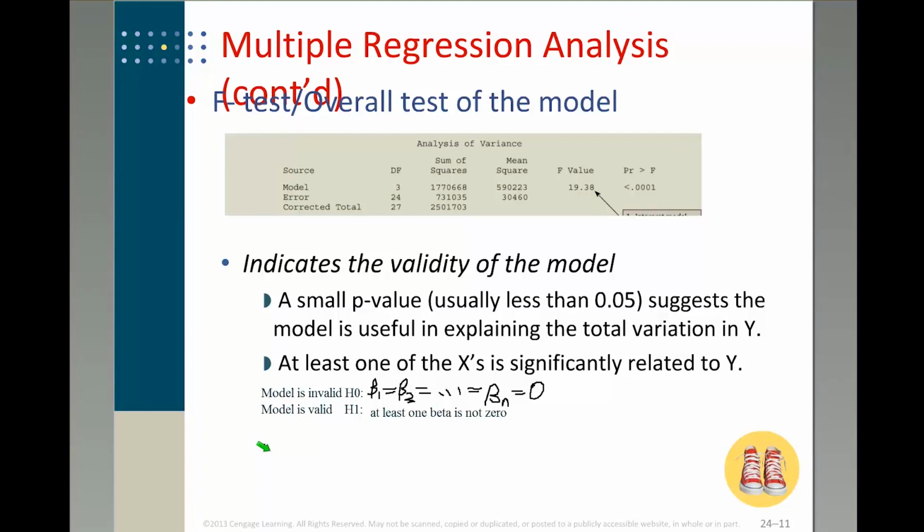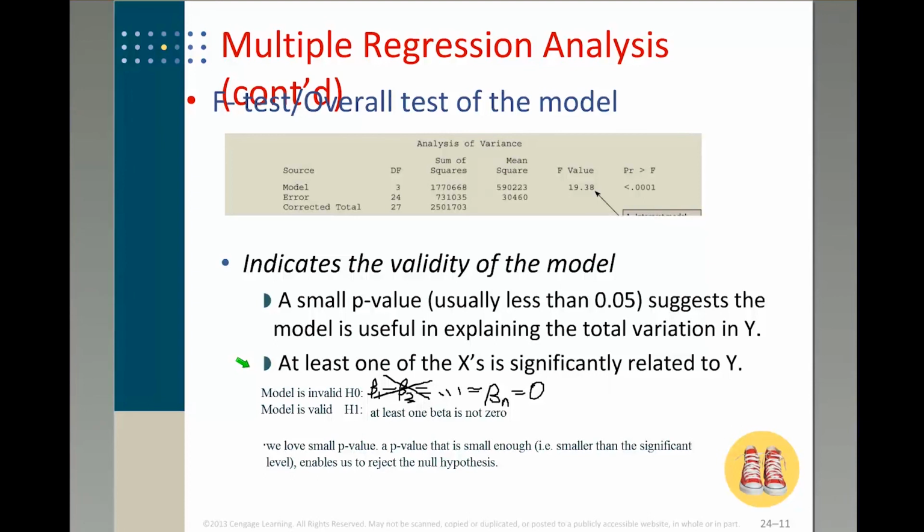Okay? And therefore, for our case here, we are able to reject the null hypothesis due to the small p-value, and therefore we can tell our model is valid. Okay, that's good news. At least we found that one of the x's is related to y, is significantly related to y. At least one x will remain in the model.